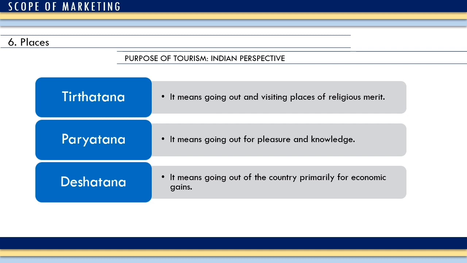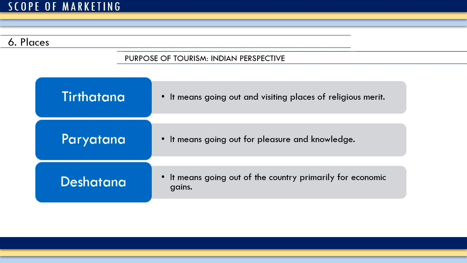So visiting different places from the perspective of culture, religion is called Tirthatana, which is a Sanskrit word. And this basically means tourism for the purpose of religious obligations. So this is the most common form of tourism which we do find in India. And this is one of the major reasons as to why people travel.